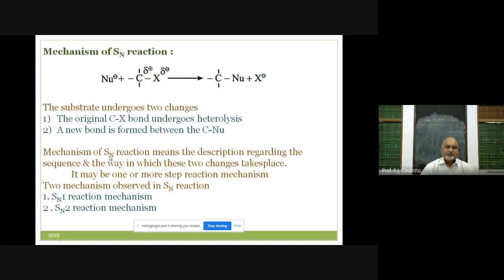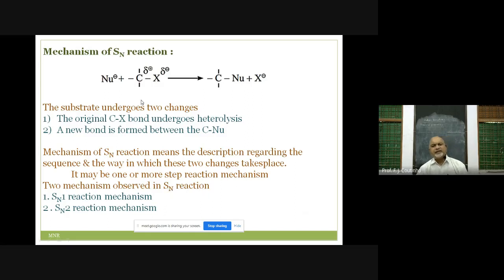So the mechanism of SN, that is substitution nucleophilic reaction, means the description regarding the sequence and the way in which the two changes take place. How is the reaction taking place? Very important. It may be a one or more step reaction mechanism. So there are two mechanisms observed in SN reactions. SN means, I told you, substitution nucleophilic reaction.